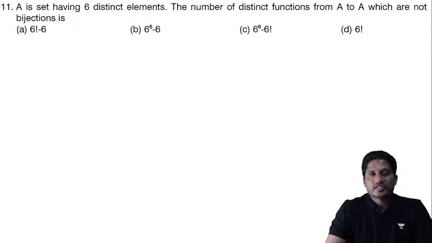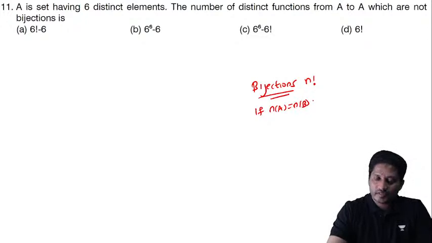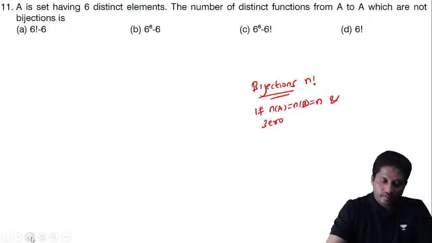A set A has six distinct elements. The number of functions from A to B which are not bijections. See, actually, if a set A has n elements, the total number of bijections is n factorial if n of A is equal to n of B is equal to n, and 0 otherwise.